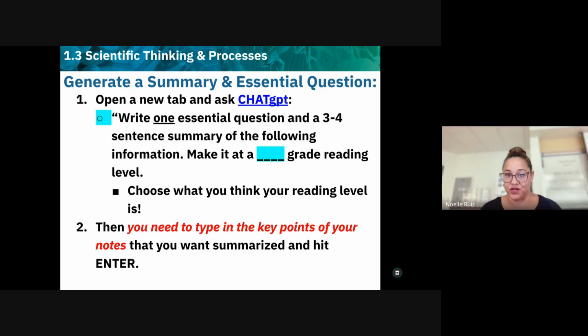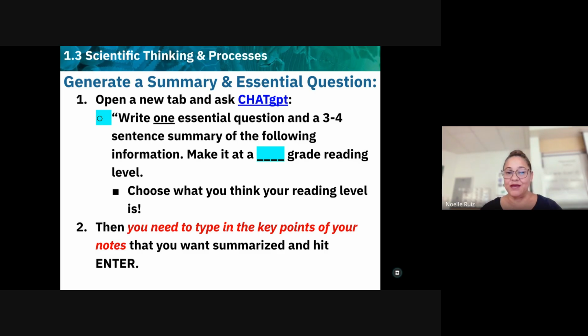Write one essential question and a 3 to 4 sentence summary of the following information. Make it at a certain reading level. Choose what you think your reading level is. If you are in 10th grade, choose 10th grade reading level. If you don't think you read at a 10th grade reading level, choose 7th grade. I don't know. I don't care. If you think you read more advanced, choose 12th grade. Choose a college reading level. Doesn't matter. Choose a reading level.